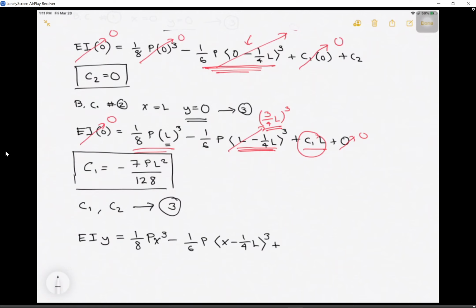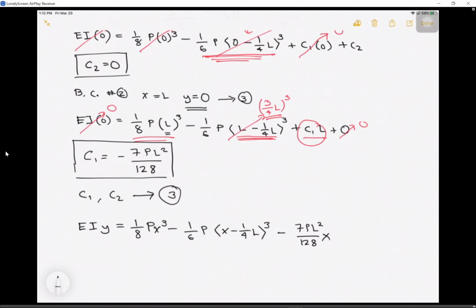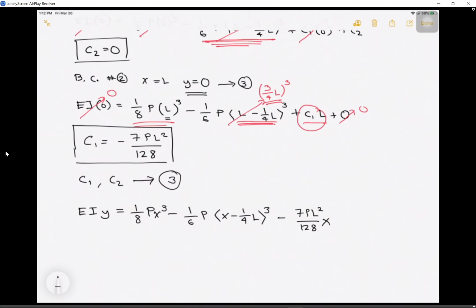C1 x, let's change that to negative because C1 is now negative 7 P L squared over 128 x. So that's C1 x plus C2, which is equivalent to 0. Which means that the equation of our elastic curve is this guy here. You can just divide everything by EI, and then you will get the equation of your elastic curve. So that would be the equation of your elastic curve.